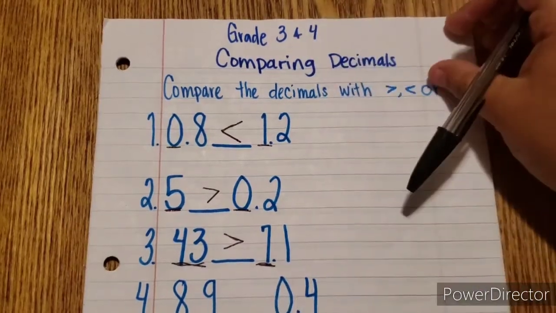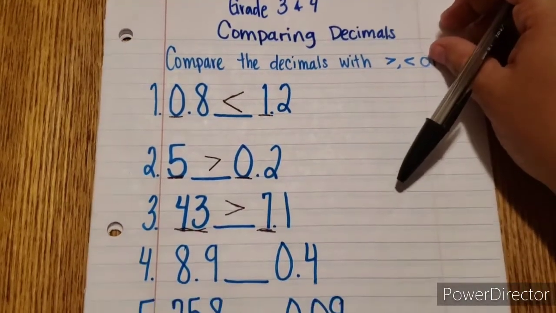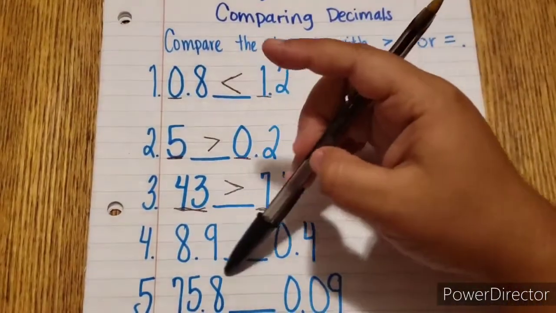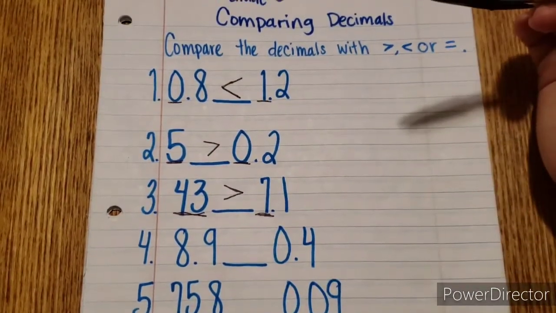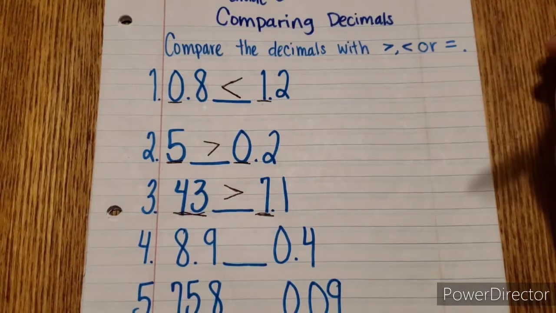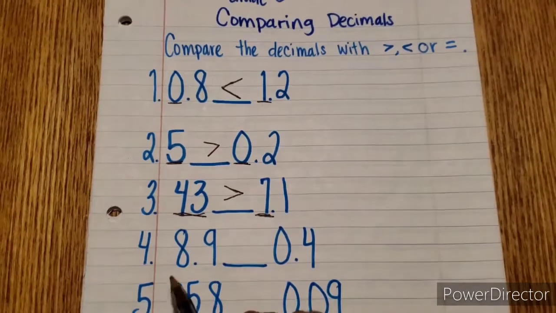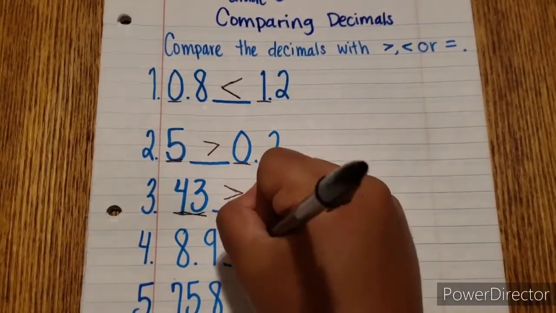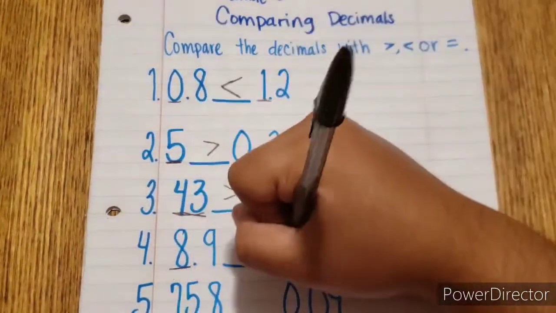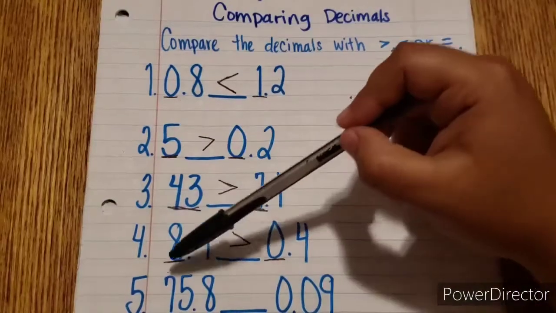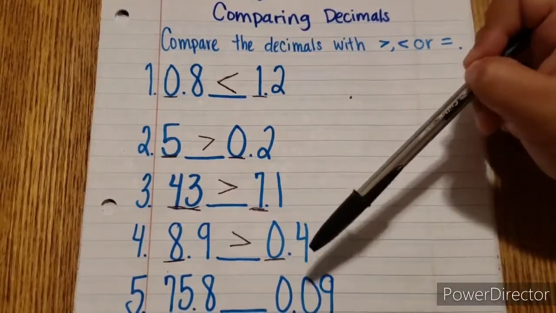Let's go on to the next one. We have 8.9 and 0.4. So is 8.9 greater or less than 0.4? 8.9 is greater than 0.4. And that's because we have the 8 and the 0. So 8.9 is greater than 0.4.